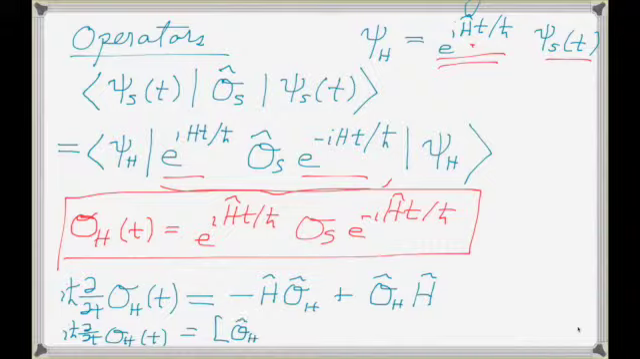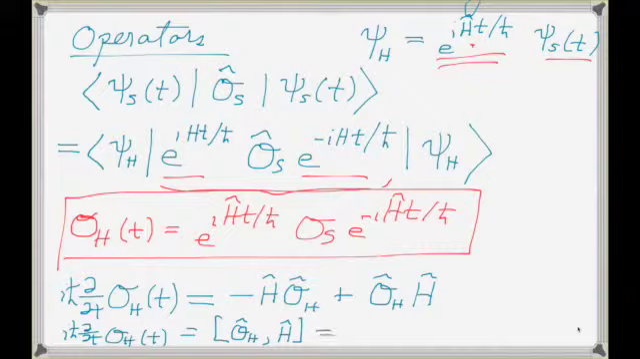an arbitrary operator in this Heisenberg representation with the Hamiltonian. And note that the Hamiltonian in this representation is the same as in the Schrodinger representation, because these exponentials commute with the Hamiltonian. So the Hamiltonian is invariant. It's the same in this representation as in the Schrodinger representation.